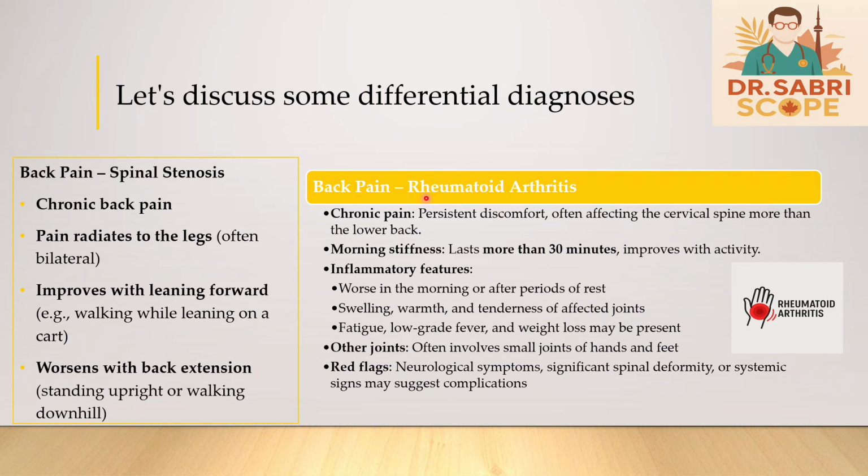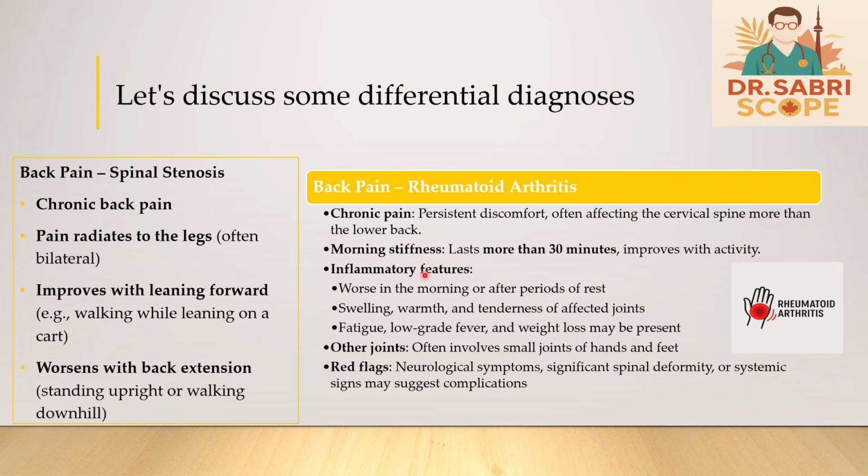Coming to rheumatoid arthritis, this kind of chronic pain can cause pain or discomfort affecting the cervical spine more than the lower back. Here, the morning stiffness lasts more than 30 minutes and improves with activity, not like osteoarthritis.